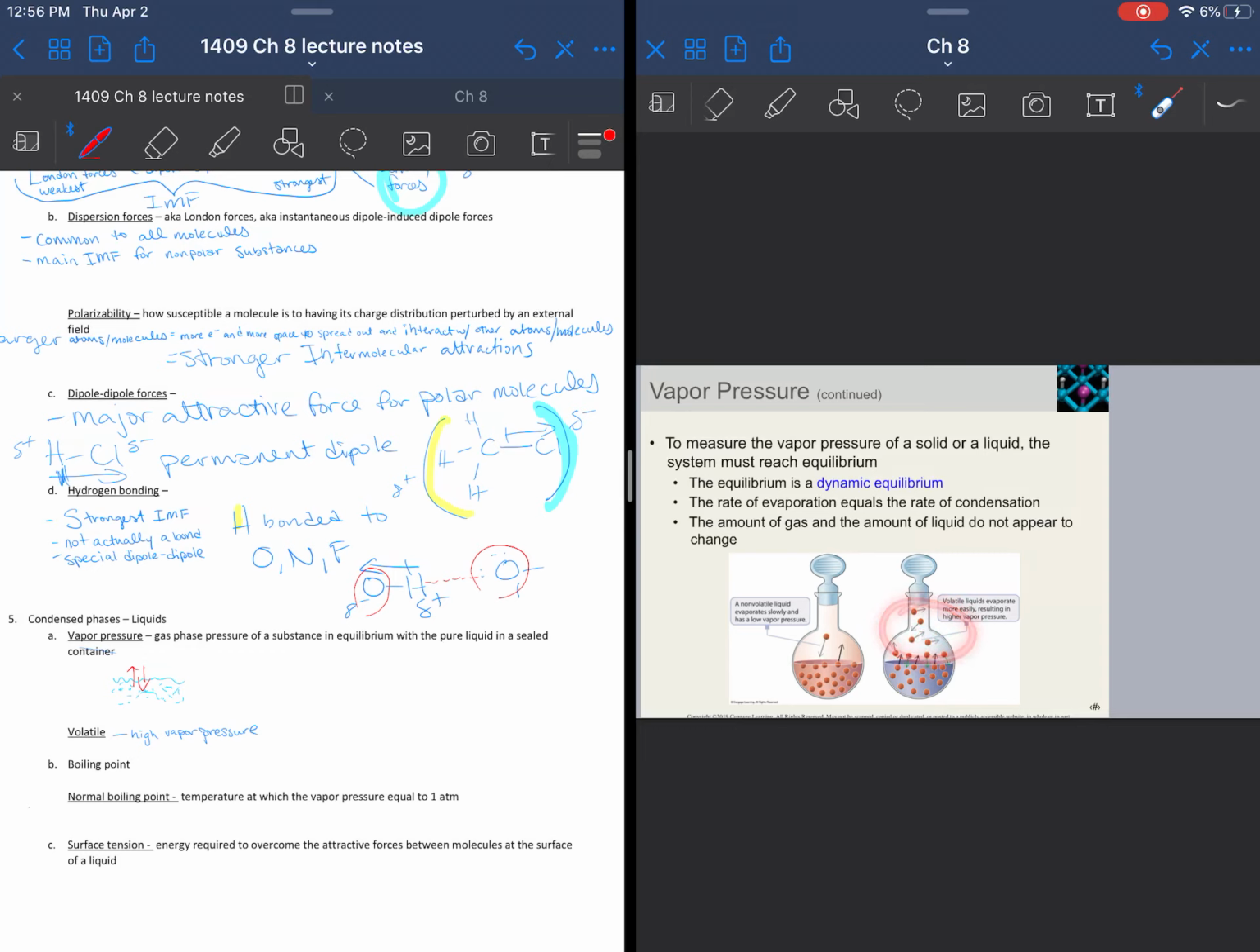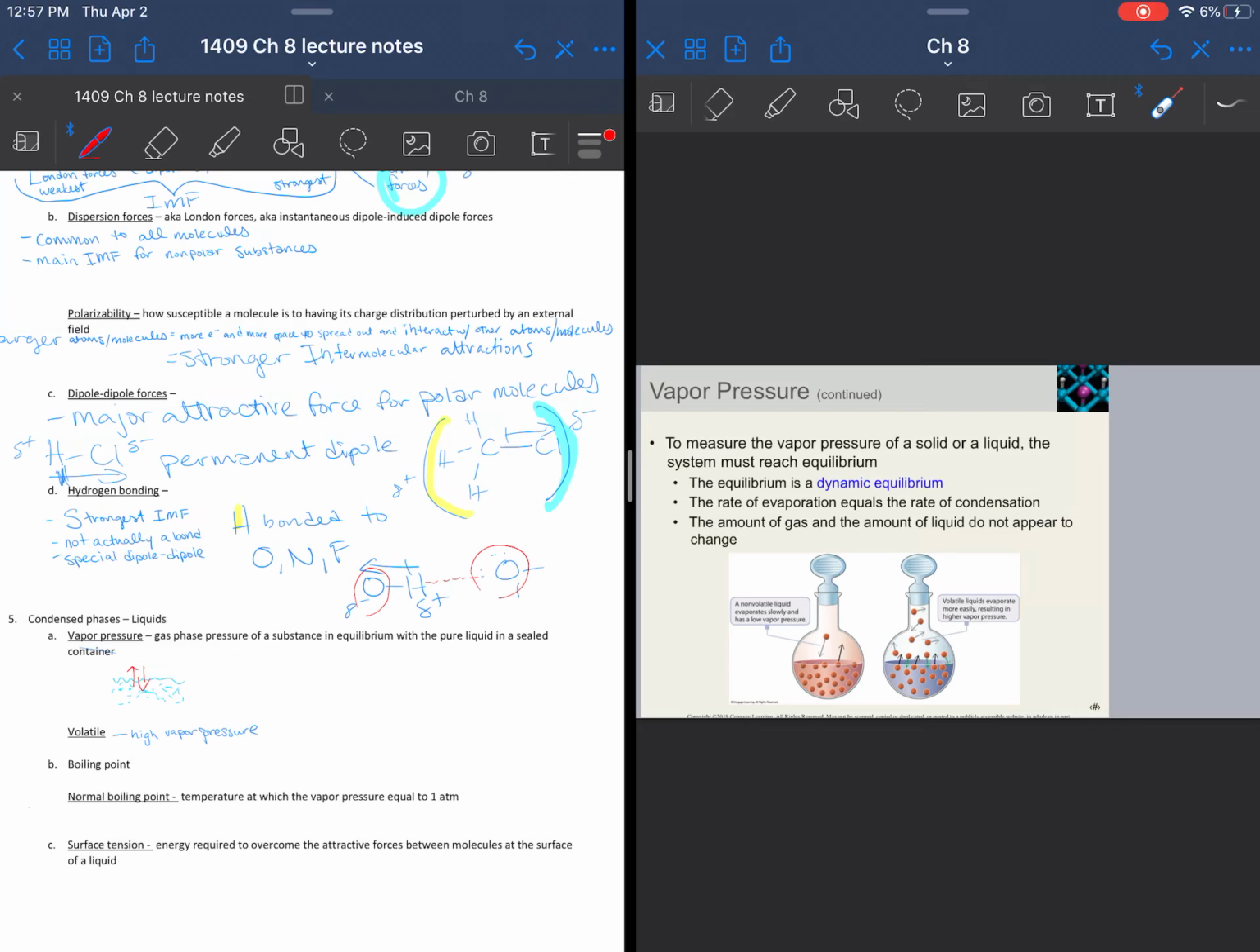You notice some liquids will have more gas; this one over here has more gas molecules above the surface. This one has less. That's going to be the difference between a volatile and non-volatile compound. This one right here would be your volatile compound. It's going to have a higher vapor pressure because there are going to be more molecules in that space above the liquid. It's a higher pressure because you have more molecules that are hitting the surface of the container and the surface of the liquid.